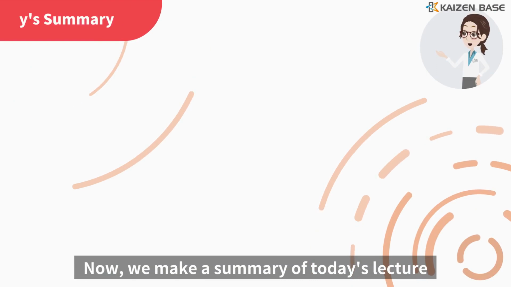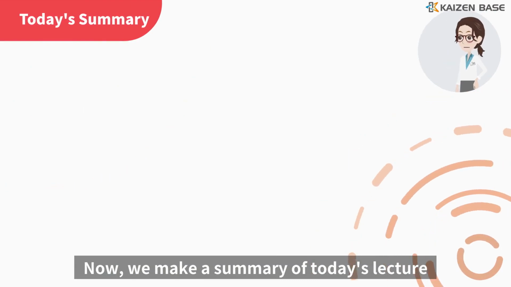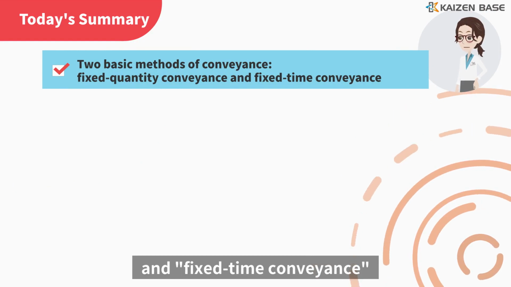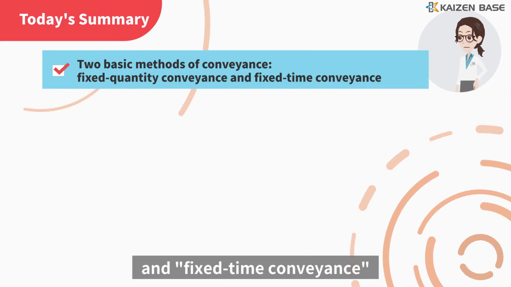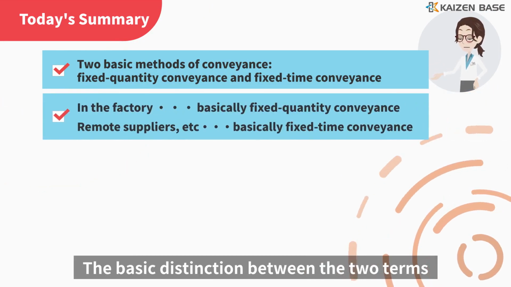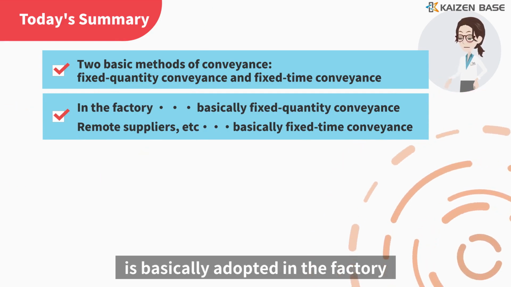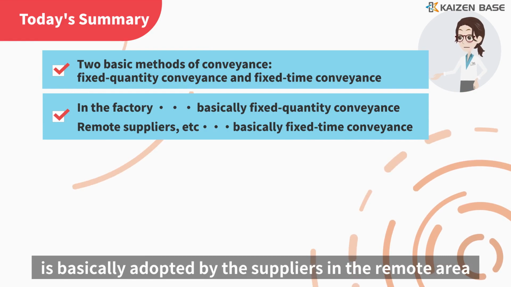Now, we make a summary of today's lecture. The two basic methods of conveyance are fixed quantity conveyance and fixed time conveyance. The basic distinction between the two terms is that fixed quantity conveyance is basically adopted in the factory, and fixed time conveyance is basically adopted by the suppliers in the remote area.